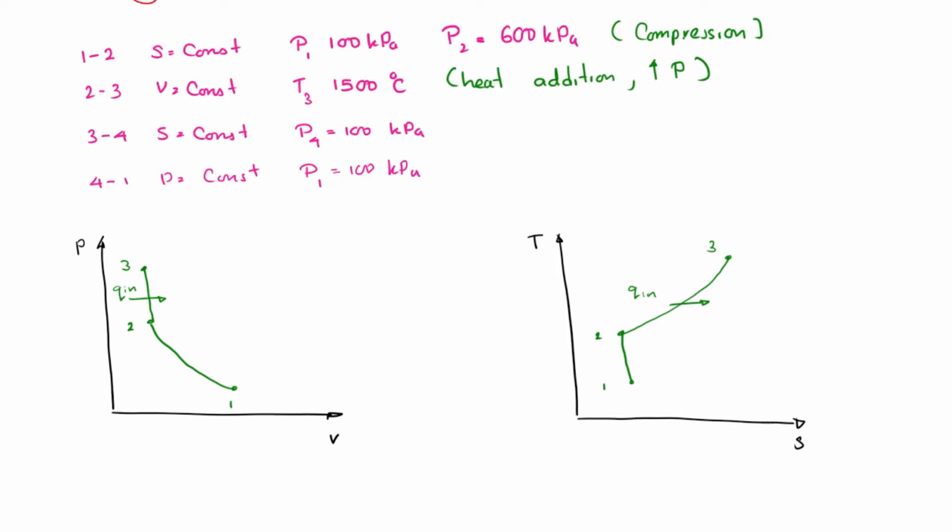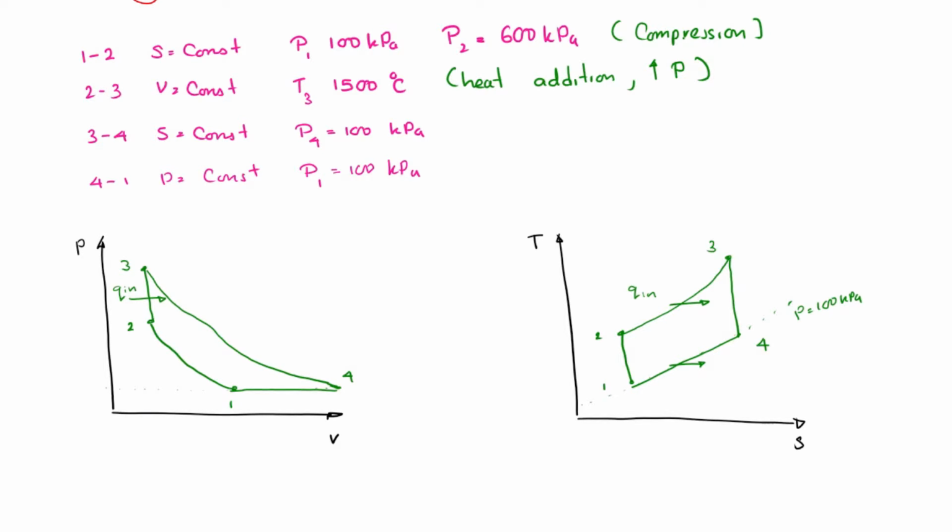Process 3 to 4 is a constant entropy process, and that is going to be a vertical line on our TS diagram, and it's going to be a diagonal line on PV diagram. The vertical line on TS diagram should stop at P equals 100 kilopascal line, and we can recognize this line by drawing a constant pressure line that goes through state 1. Finally, our fourth process is going to be process 4 to 1. It's a constant pressure process, so it is going to be a horizontal line on PV diagram, and this process is going to follow the P equals 100 kilopascal constant pressure line on TS diagram.